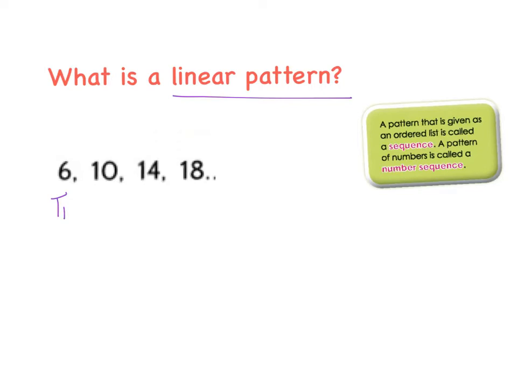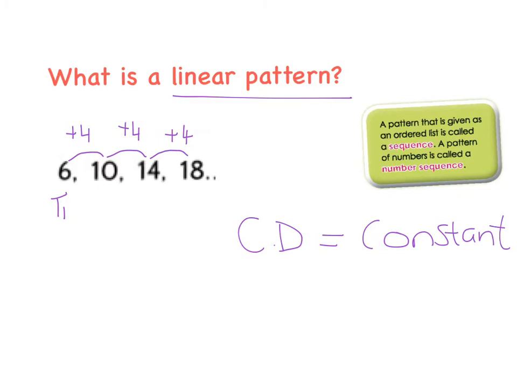If I have a look at it, I can see that there is the same difference within each of the numbers in the sequence, and it is plus 4. Plus 4 and plus 4. So a linear pattern is a sequence of numbers whose common difference, CD, is the same or constant. In a linear pattern or sequence, the difference or the change between one term and the next is always the same number, and we refer to that as a constant, the same value.